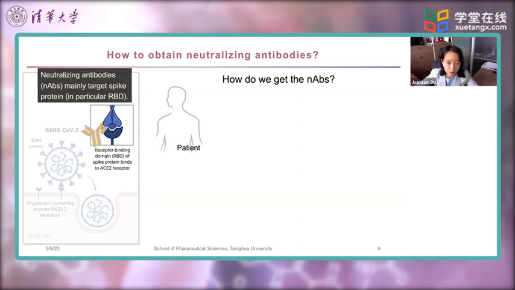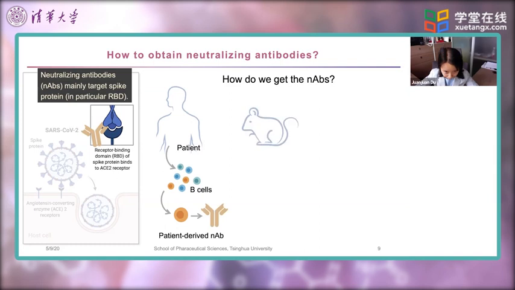There are actually three ways to develop an antibody drug. First, of course, we can just purify it from a patient. We can get the B cells from the patient and find one clone of B cells that expresses a very good neutralizing antibody, and then we use this to produce large amounts of neutralizing antibodies. These are called patient-derived neutralizing antibodies.